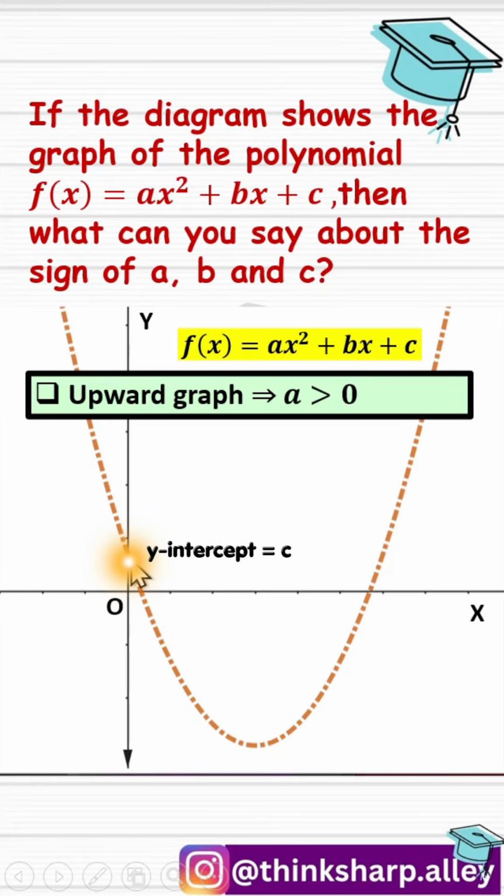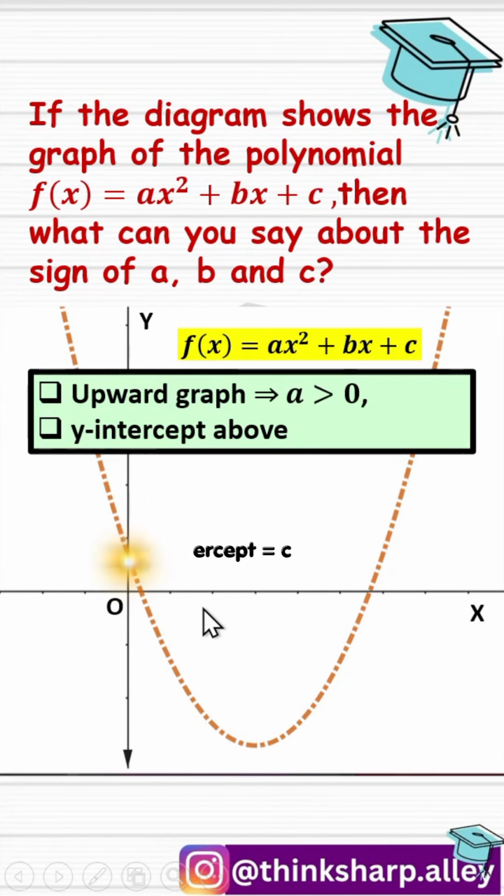So here, c is this point, right? That is where the graph cuts the y-axis. Since c is above the x-axis, c is also greater than 0. Now let's determine the sign of b.